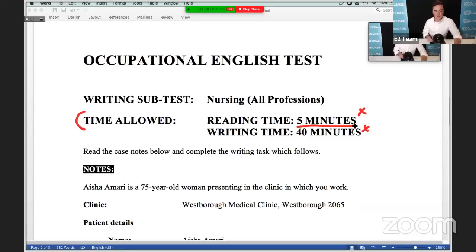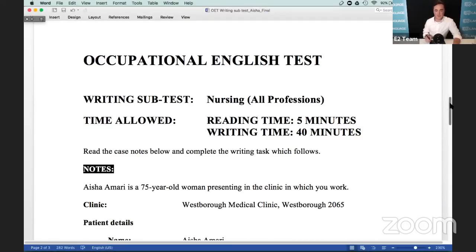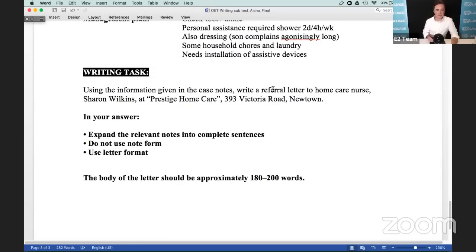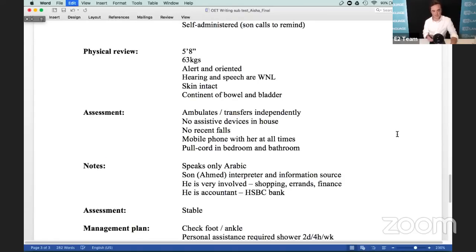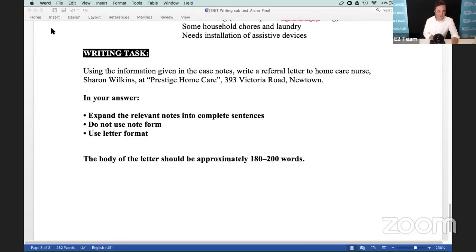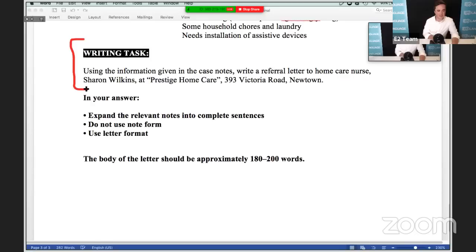Now, this 5 minutes of reading time is incredibly important because you need to do some essential things before you start. The first thing you need to do when you sit down in that test and you're given your notes and the reading time starts is to go to the task. Don't read from top to bottom. In fact, what you need to do is skip right down to the bottom and read the task. Whoops, knew that was going to happen. I'm going to get better at using my technology here. You want to read this part here. This is absolutely essential to you.